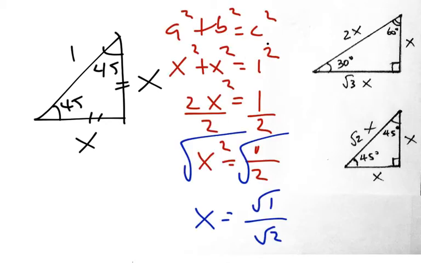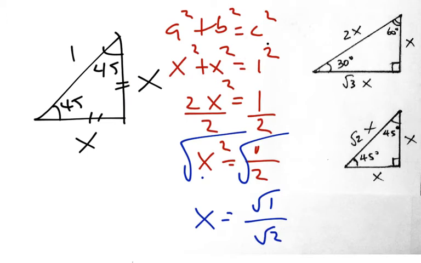Now I have my Pythagorean theorem. a squared plus b squared equals c squared. I replace a by x, b by x. The hypotenuse is 1. So x squared plus x squared equals 1 squared. x squared plus x squared is 2x squared. Divided by 2 is 1/2. Now I need to do my square root. Square root on both sides.